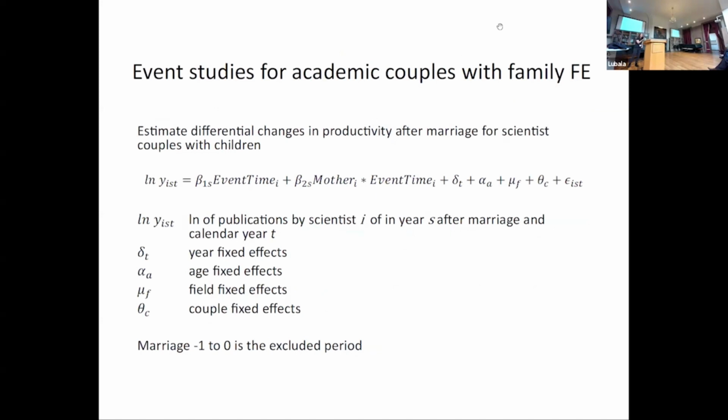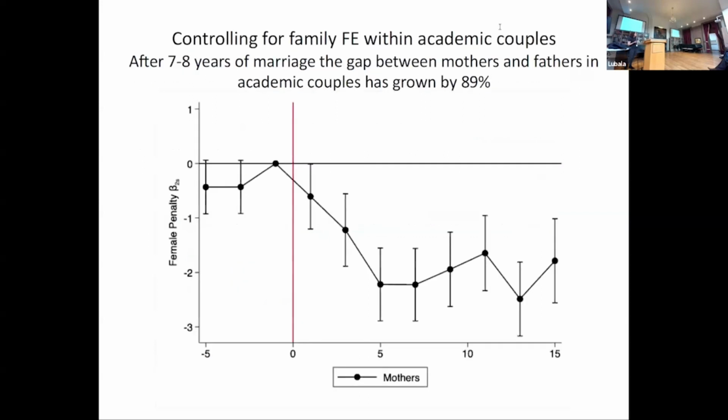So now we can run these same event studies, but we're going to put in couple fixed effects, which brings us closer to what the literature on earnings does, because these really nice papers that look at earnings within the family typically put in couple fixed effects or family fixed effects. So now we're going to do the same. And when we do that, we get exactly the same pattern as they did.